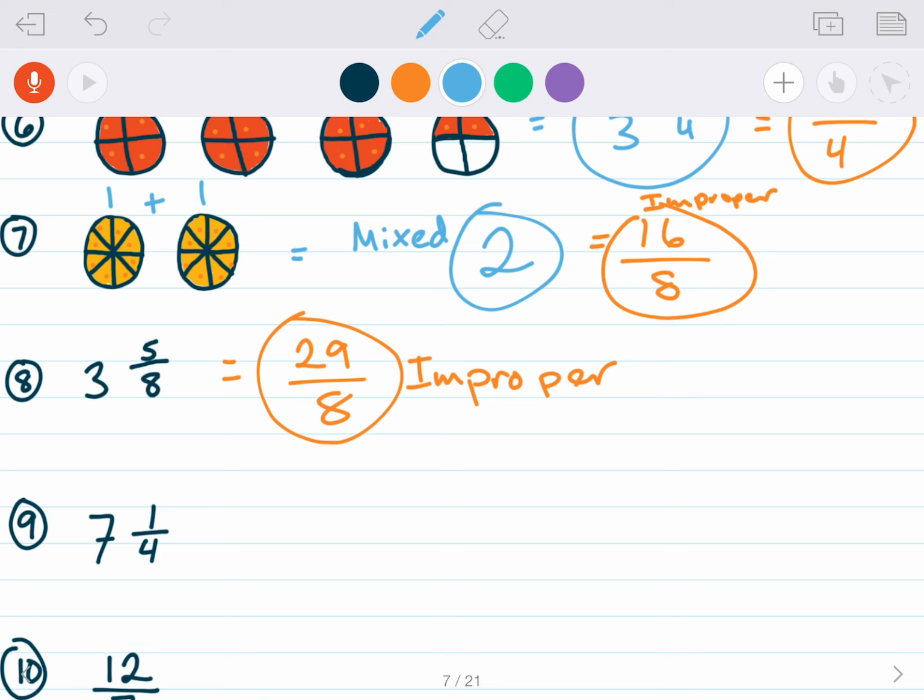Next one is 7 and 1/4. So my trick, 7 times 4 is 28. 28 plus 1 is 29. That's my new numerator. 29/4. We keep the same denominator here.